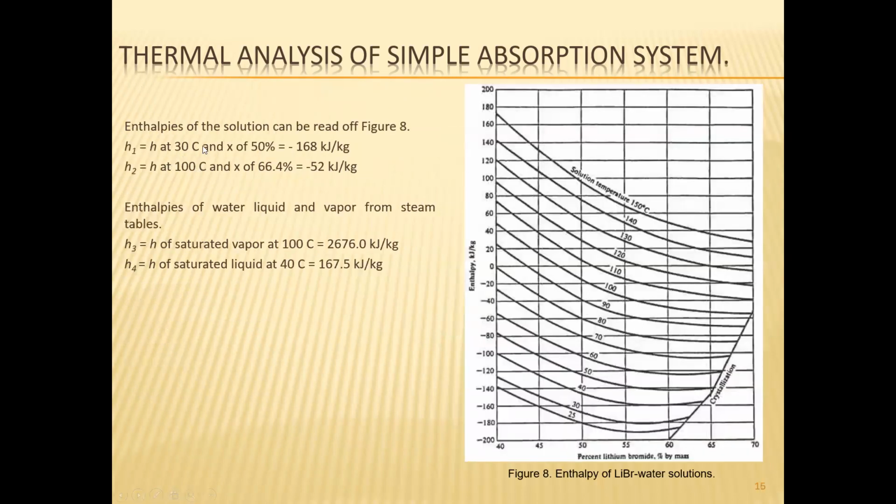Now, enthalpies of the solution can be read off figure 8. So, H1 is equal to H at 30C and X 50%. This is negative 168. You can easily get it by looking at the chart: draw a line with a ruler, then find the value. H2 is equal to H at 100C and X 66.4%, or negative 52.